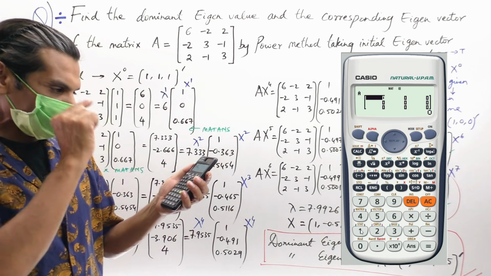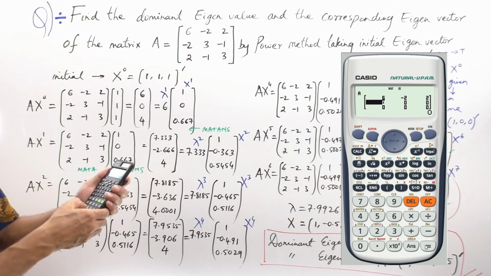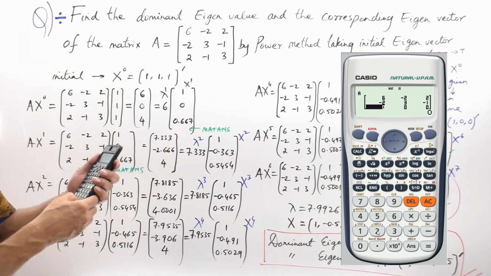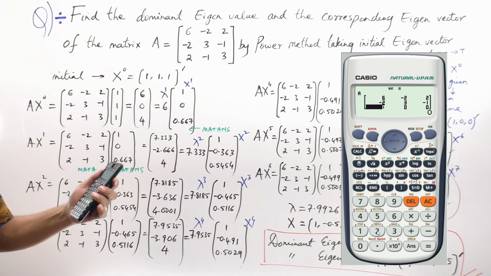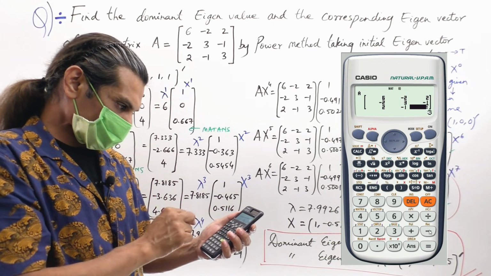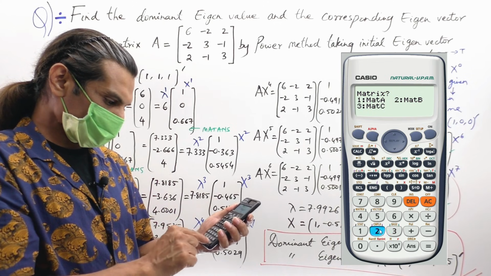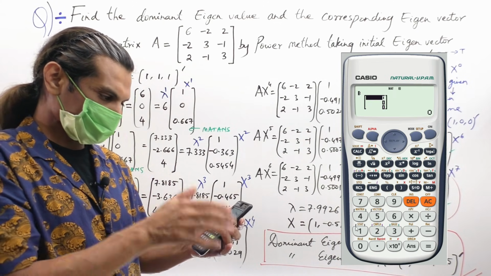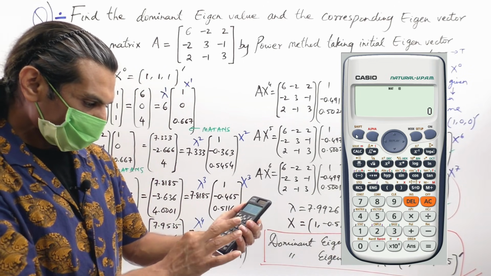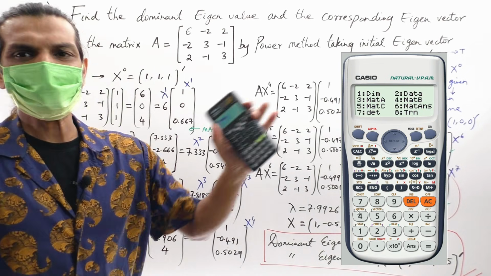So dimension, matrix A, 3 by 3. Enter the matrix: 6 equals, minus 2 equals, 2 equals, minus 2 equals, 3 equals, minus 1 equals, 2 equals, minus 1 equals, 3 equals. Done. Again AC. Now we have to enter the matrix B here. So shift matrix, dimension, number 2, matrix B, 3 rows 1 column. So 1 equals, 1 equals, 1 equals. Done.